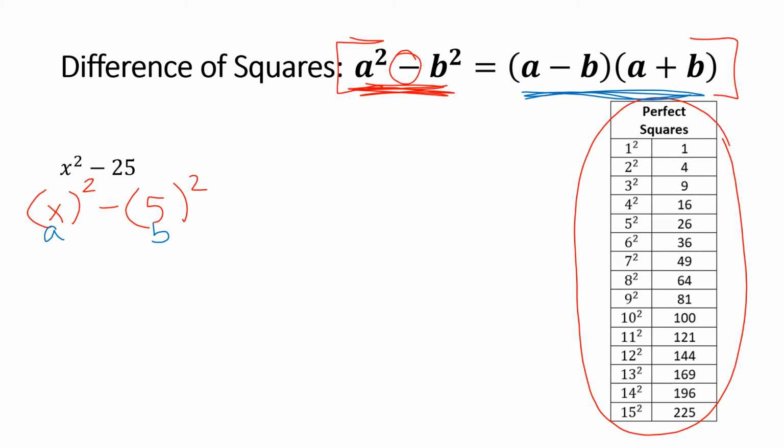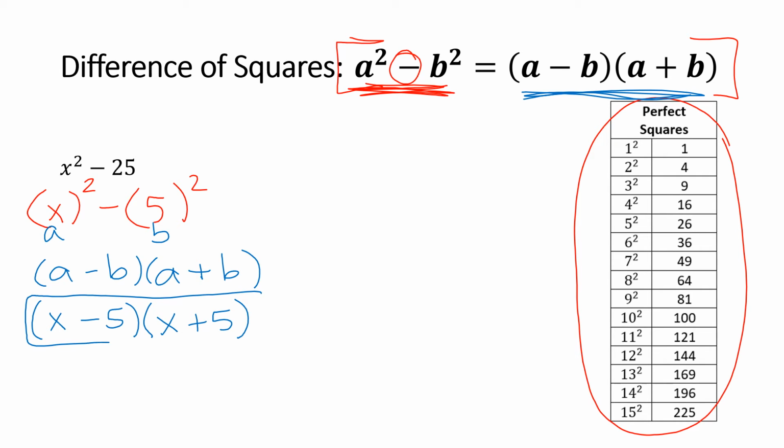So the rest of the formula, we are going to be doing a minus b times a plus b. So plugging in our numbers, for a, we're going to write x, and for b, we're going to write 5. And again, for a, x, and for b, 5. So to factor this, we have x minus 5 times x plus 5. That is called difference of squares. Let's look at a few more examples.